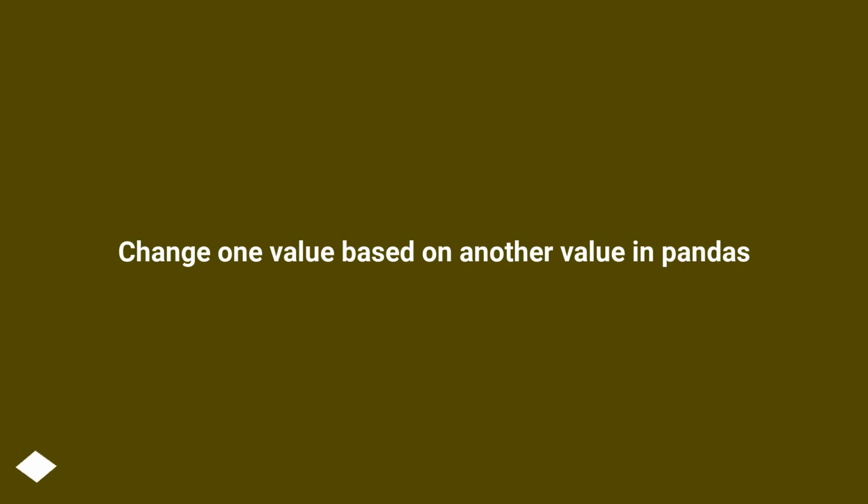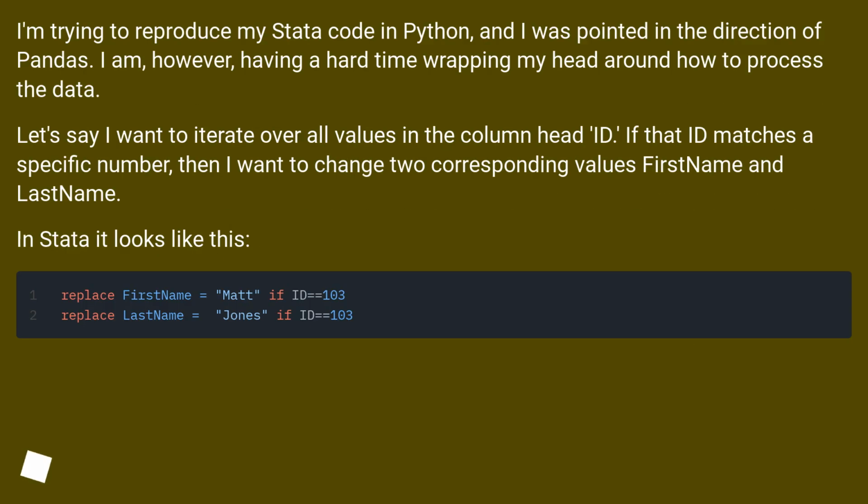Change one value based on another value in pandas. I'm trying to reproduce my Stata code in Python, and I was pointed in the direction of pandas. I am, however, having a hard time wrapping my head around how to process the data. Let's say I want to iterate over all values in the column head ID. If that ID matches a specific number, then I want to change two corresponding values, first name and last name.